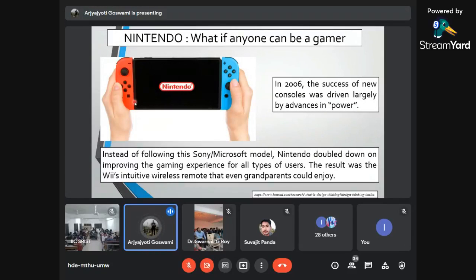Nintendo is basically a gaming company. So other gaming companies, when they were improving their graphics or improving their power consumption, right? Nintendo took a different approach. They said, okay, game is fine, but we want to make our video games accessible to all the people. So they came up with an intuitive wireless remote, the Wii's wireless remote, right? So that older people or even grandparents can also enjoy playing games, right? This is one of the human-centered approaches.